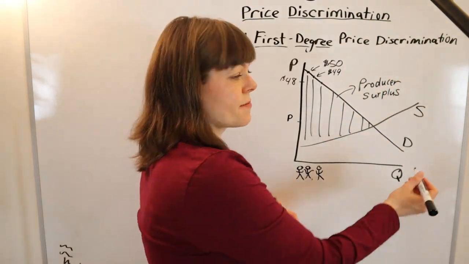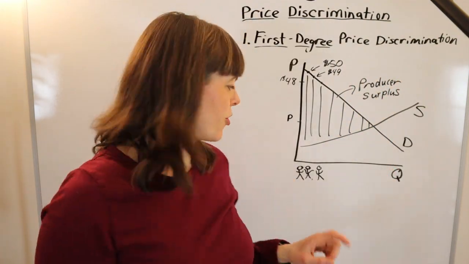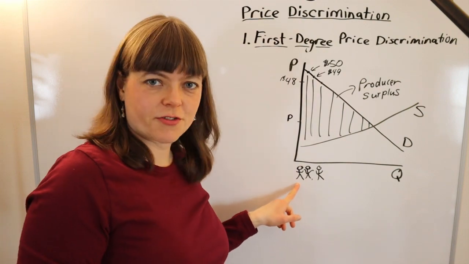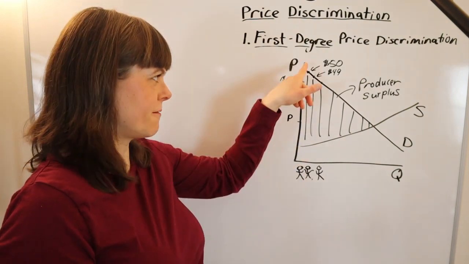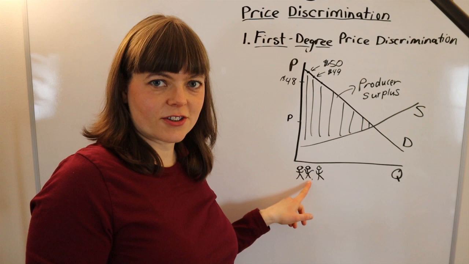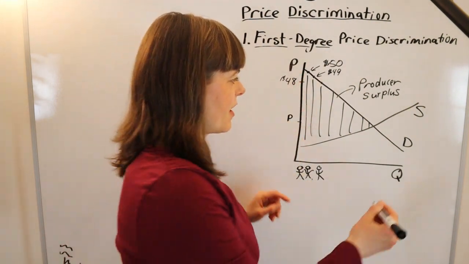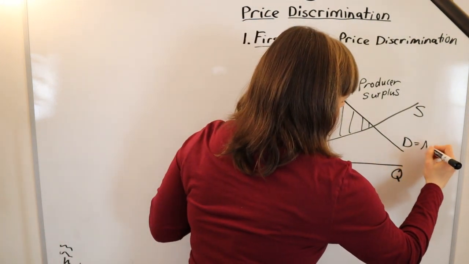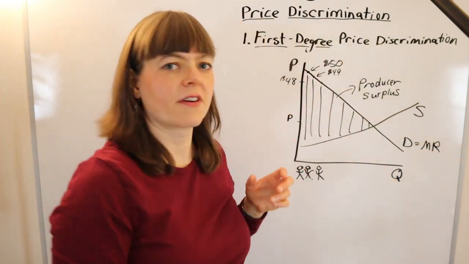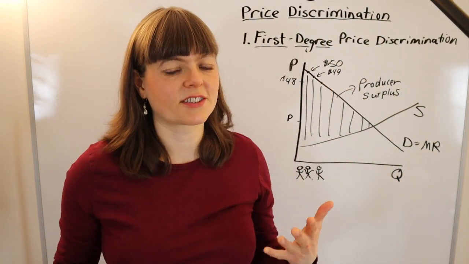Also because of that, the demand curve is going to be marginal revenue because you get $50 from this person, so the revenue from this person is $50. You get $49 from this person, the revenue from them is $49. So the demand curve suddenly becomes the marginal revenue curve in a case of first-degree price discrimination.